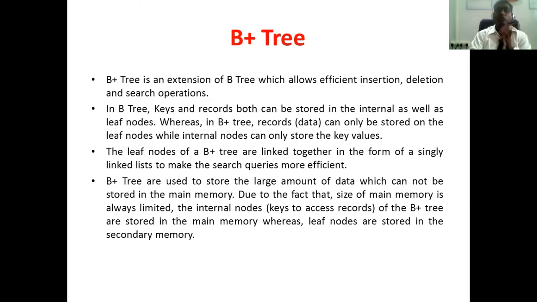It means that in case of a B plus tree, all the leaf nodes are available on your disk, and all the internal nodes, because internal nodes have only key values, have their key values present in the main memory. With the help of key values, we access the data which is present on the disk, or in the secondary memory. So all the leaf nodes are available in the secondary memory. So these are the 4 points. I think everybody got it.